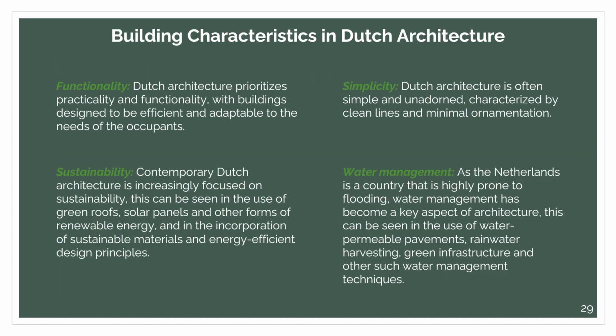Building characteristics in Dutch architecture. Functionality. Dutch architecture prioritizes practicality and functionality, with buildings designed to be efficient and adaptable to the needs of the occupants. Sustainability. Contemporary Dutch architecture is increasingly focused on sustainability. This can be seen in the use of green roofs, solar panels, and other forms of renewable energy, and in the incorporation of sustainable materials and energy-efficient design principles.